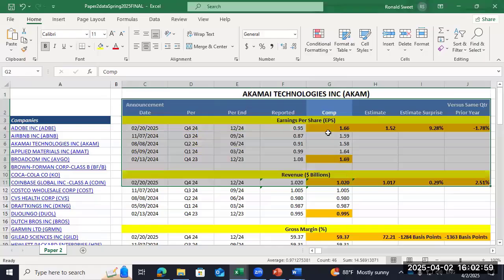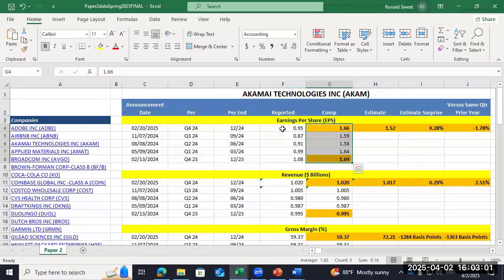So this is the number in the comp column. This is the column, that's why it's in orange. You can see for Akamai, there's a huge difference between the reported and the comparable. And there's always been a big difference. So you hope you can find an article that will explain what that big difference is. If you can't find it, then just focus on the $1.66 and don't worry about the $1.95. Same thing on the prior year. The $1.66 is not compared to the $1.08, it's compared to the $1.69.